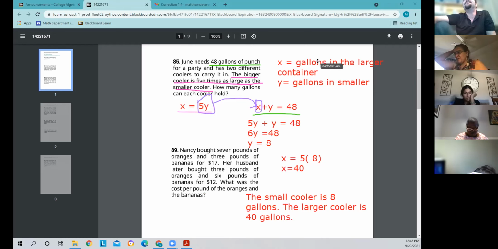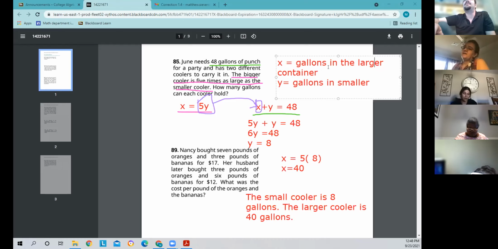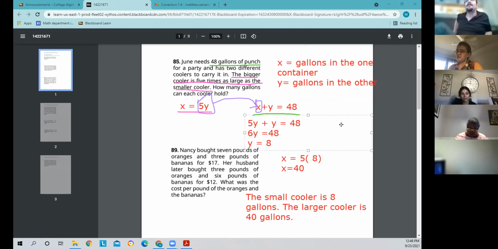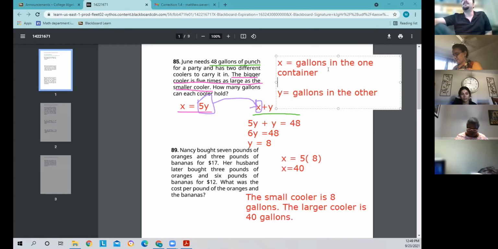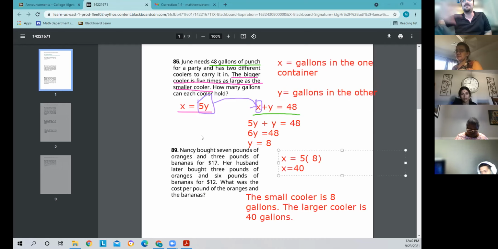And if I'm being honest, maybe even just saying, if you don't know which one's going to be larger, you can always just say gallons in one container, gallons in the other container, right? You don't have to put those sort of things on there. If that helps, that might help with the definition. Instead of saying larger and smaller, you might say one and the other, and then start setting them up if you don't know. That changes a little bit with how you write X equals 5Y. Whether you do X equals 5Y or Y equals 5X is going to determine which one comes out larger, right? So depending how you set things up, it might be one or the other.